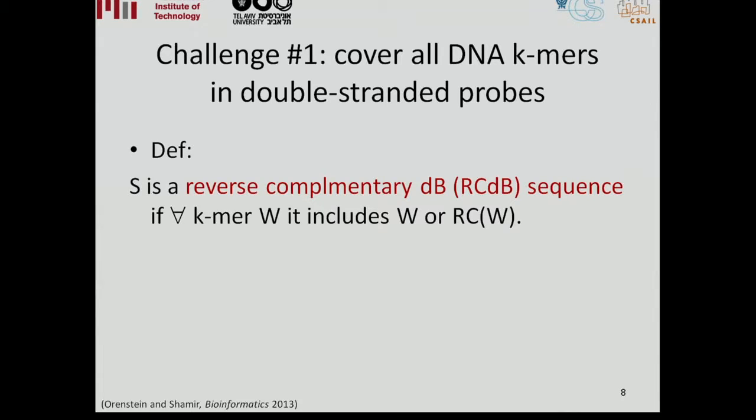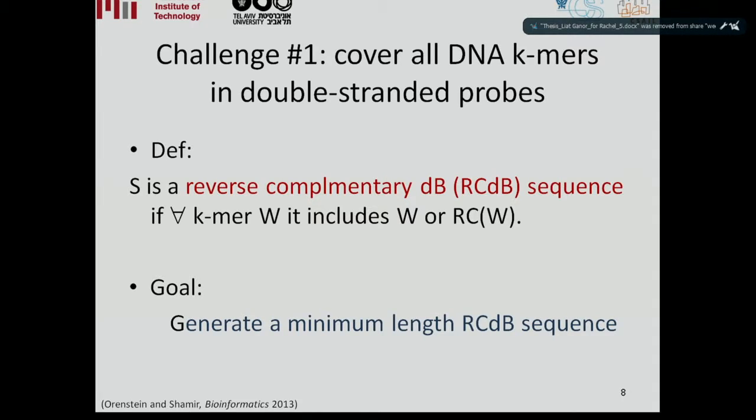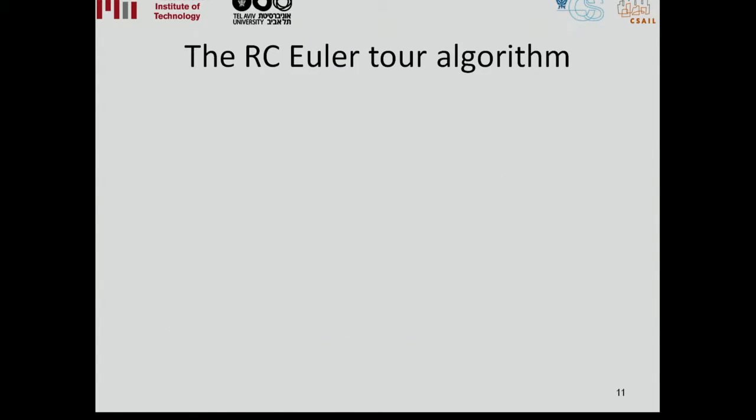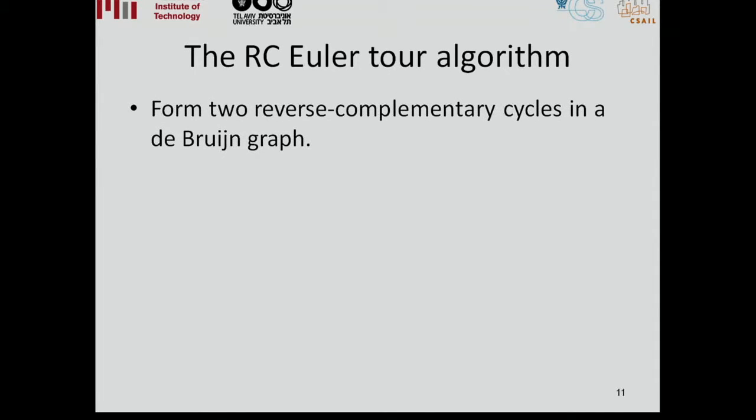And let's define a sequence to be reverse complementary de Bruijn if it covers all k-mers either in the original sequence or its reverse complement. Namely, each k-mer either is contained in K or its reverse complement is contained in K. And our goal now, the new goal, is to generate a minimum length reverse complementary de Bruijn sequence. And the algorithm that we developed is actually an extension or generalization of the Euler tour, which is used to generate the classical de Bruijn sequence.